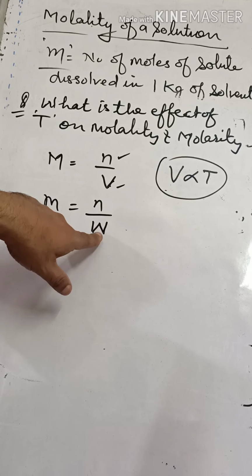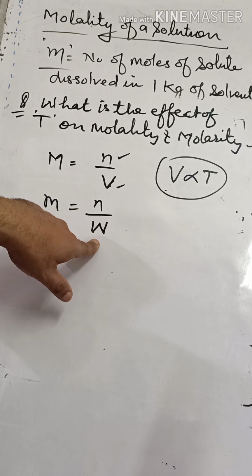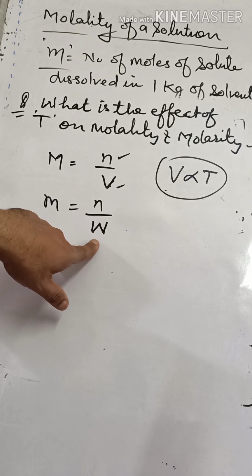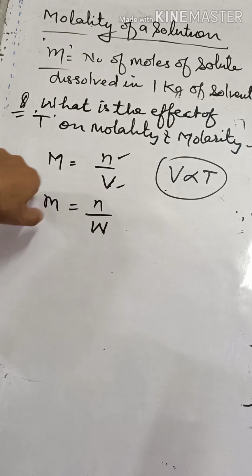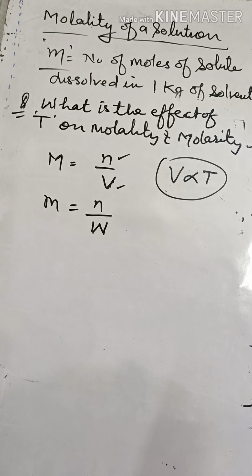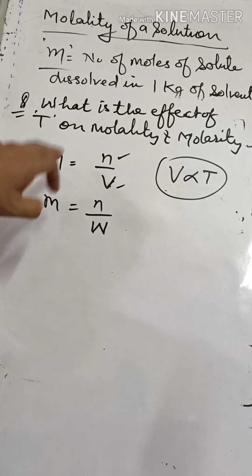But here it is mass, and mass is independent of temperature. Remember, mass of any substance is independent of temperature. There will be no change by increasing or by decreasing the temperature. So there will be no change on molality of solution when temperature changes. So molality is independent of temperature.